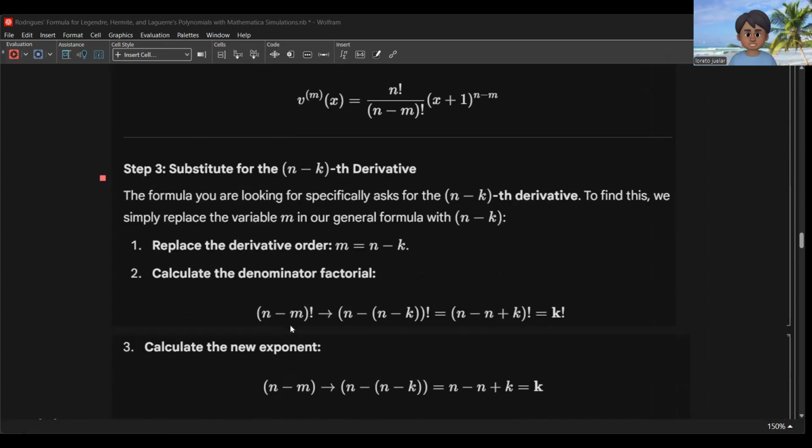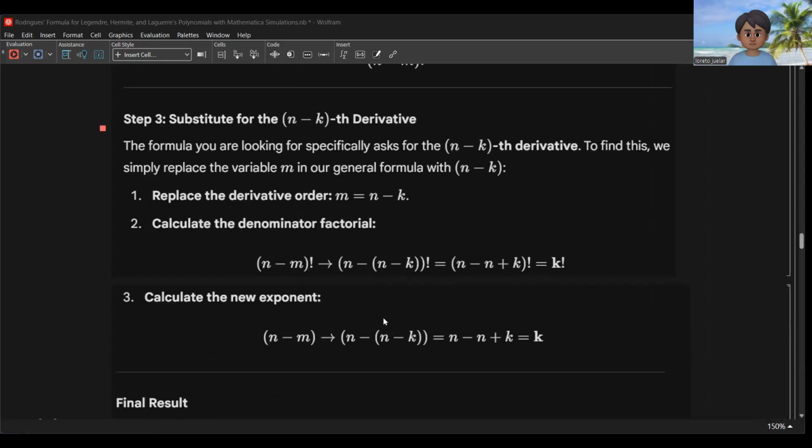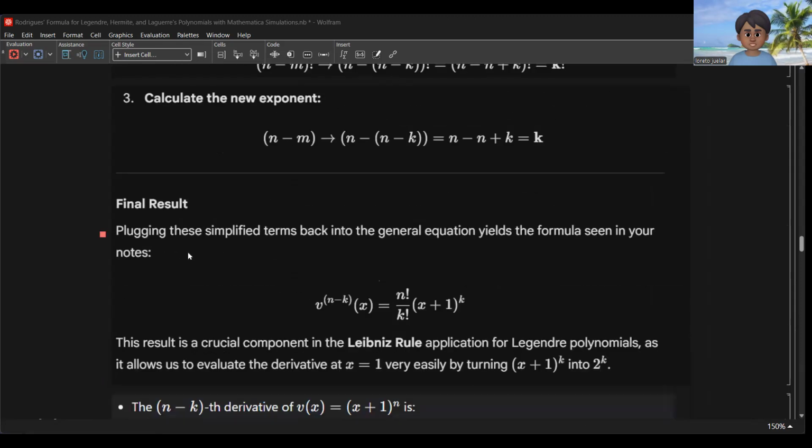So calculate the n minus m. So this is n, and n minus k here is equal to m. So we have the cancellation of n here. So n minus n equal to 0. So this simply becomes k factorial. So calculate the new exponent now. So n minus m, n minus k is equal to m here. So this simply becomes k. So we have the final result here.